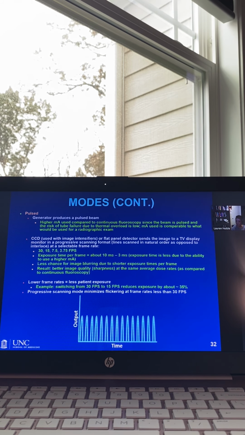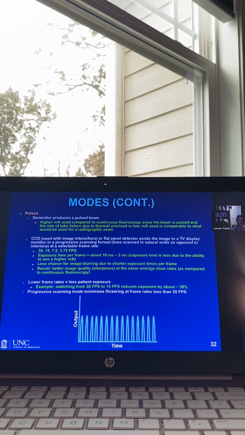Then there's a brief break in time. So even though that foot pedal's being held down constantly, or the finger is on the switch for fluoro constantly, there is a break in the X-ray beam. Okay, there's a brief downtime where that X-ray beam turns off. Okay, now because the unit operates like this, those units can use a higher MA.